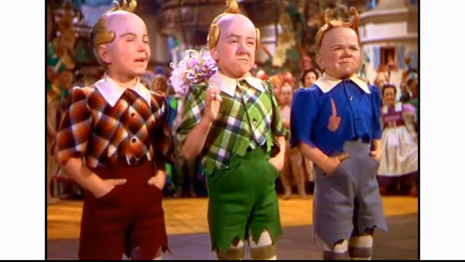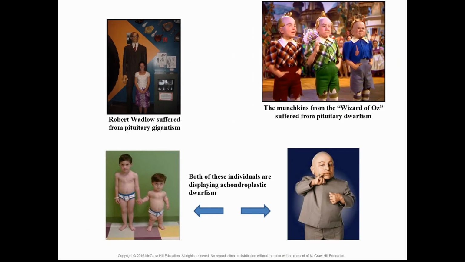Over here, we have some pituitary dwarves. So these gentlemen in The Wizard of Oz, their pituitary gland didn't make enough growth hormone. And so they remain fairly short. Now, they're fairly normally proportioned. Their arms and legs look to be about normal length for their body size. And so this is pretty typical with pituitary dwarfism. We get a fairly normal body shape.